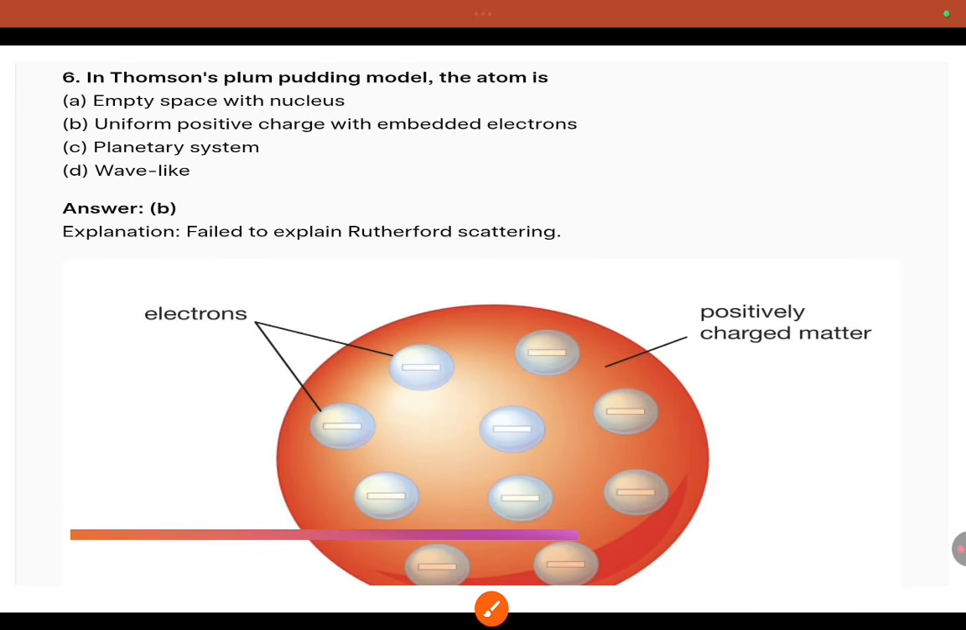Sixth one, in the Thomson plum pudding model, the atom is not empty, not a planetary system. It is uniform positive charge with embedded electrons. You can see the figure. So the answer is B, uniform positive charge with embedded electrons. It fails to explain Rutherford scattering. Okay, clear?